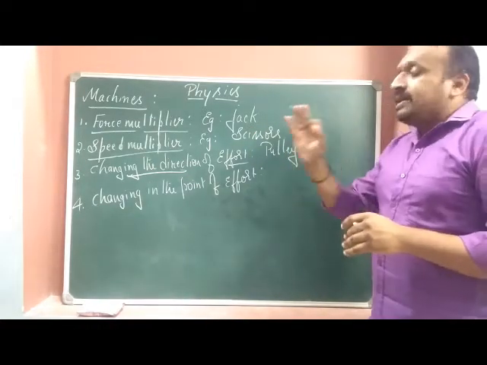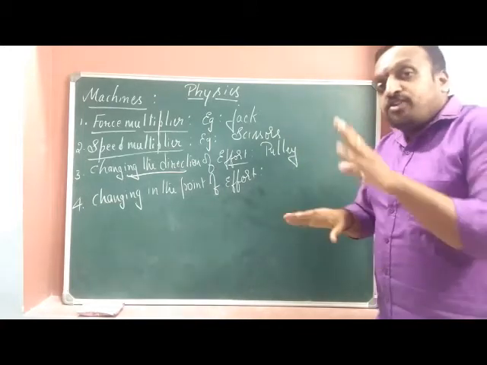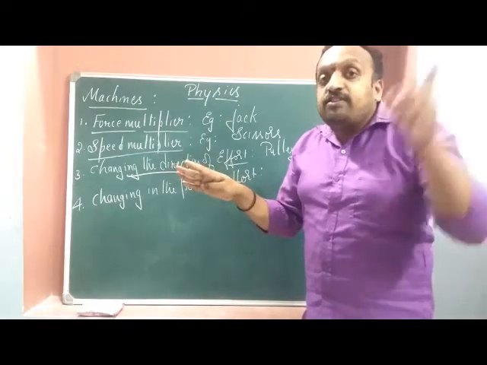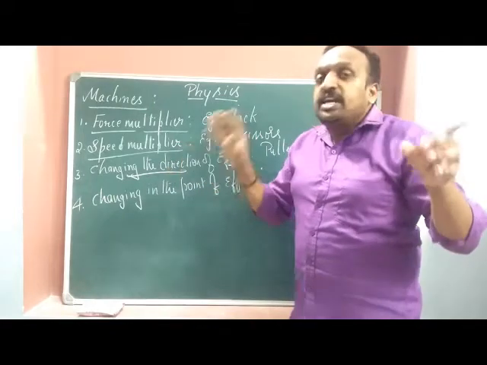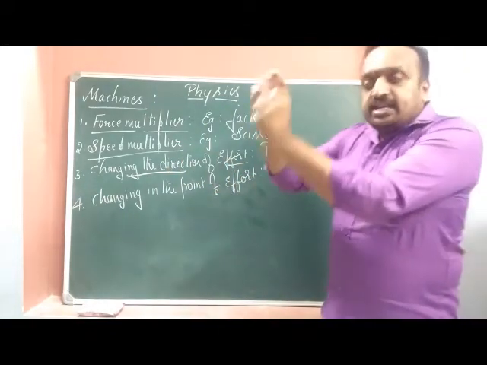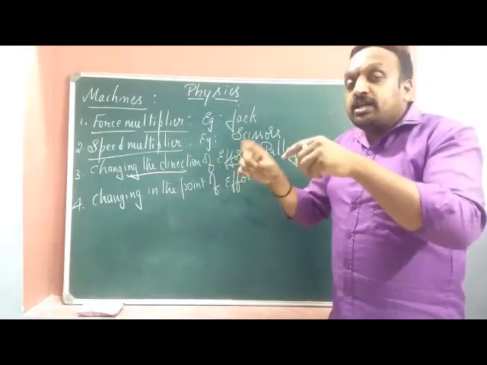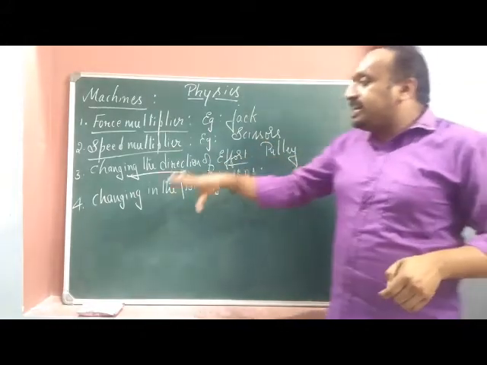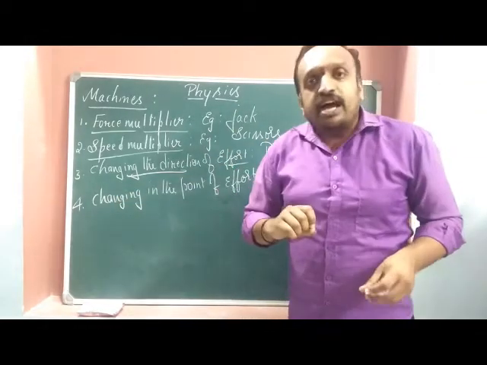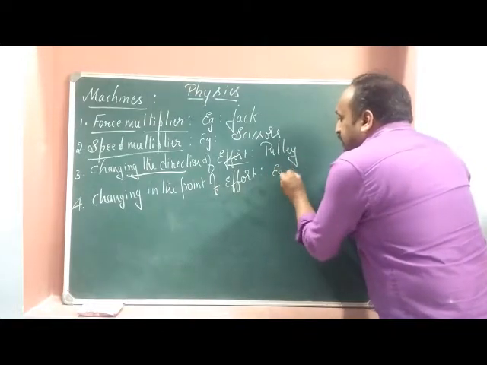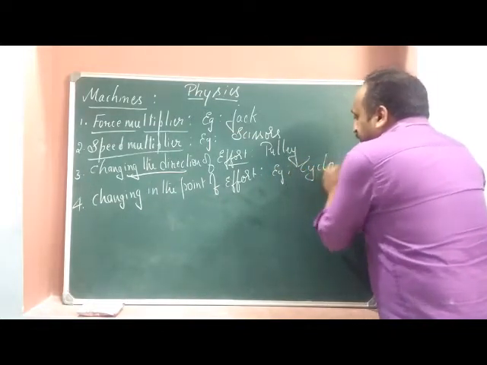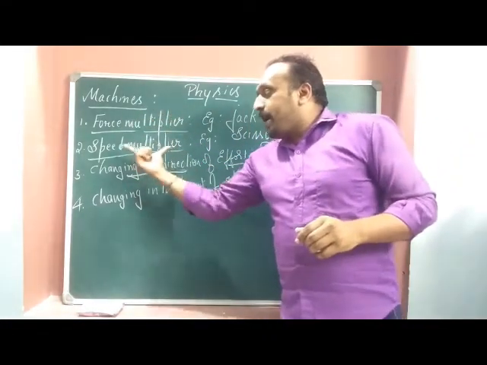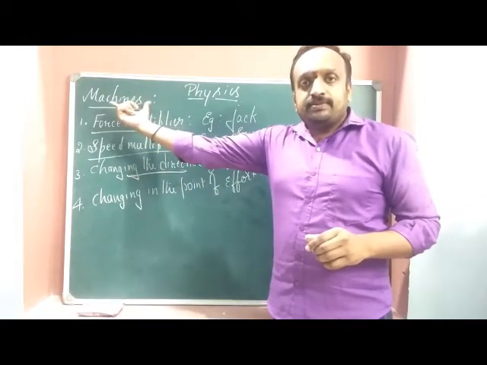Very simple. In a bicycle, we pedal in between, but the rear wheel of the vehicle rotates. How? It has been connected with gears and a chain in contact, but where the effort is applied and where the effect is going on are different. So that is the example for changing the point of the effort. The example is bicycle or cycle. Clear? So these are the basic four applications of a machine.